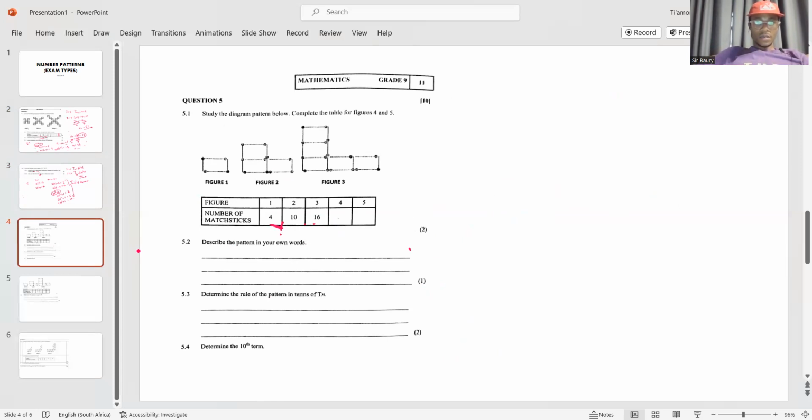So let me see, they're adding how much here? They add 6. So 22 plus 6 is 28. Then describe the pattern in your own words. If you can see the pattern, number of matchsticks, they're adding 6 sticks on every turn. So add 6 sticks to get the next figure, the next term.